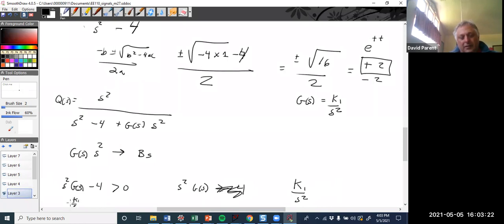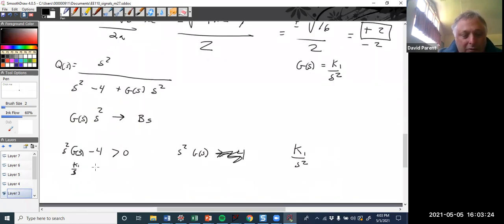K1 over S times S squared divided by, okay, minus 4 has got to be greater than 0. So these cancel. What makes that greater than 0 is when, oh yeah, I should have had a plus 4 there. K1 has to be greater than 4. That's the first part. But now then there's a second part, right?